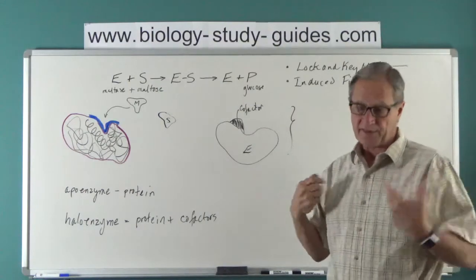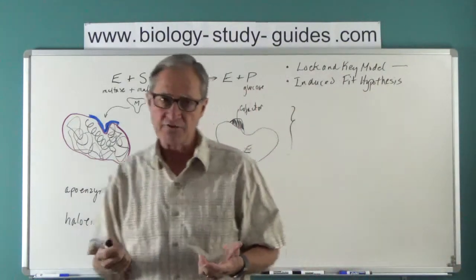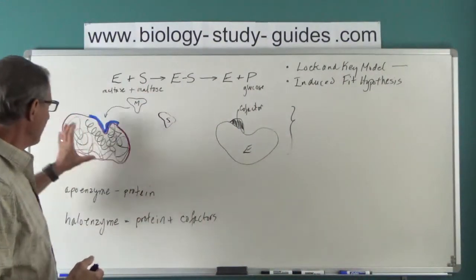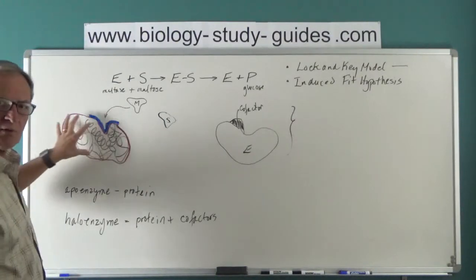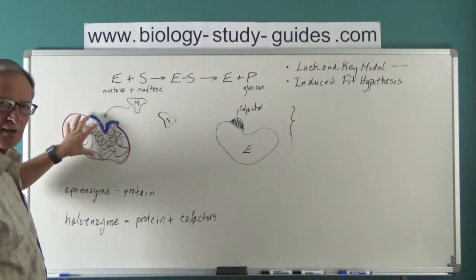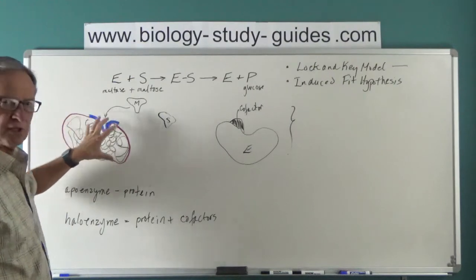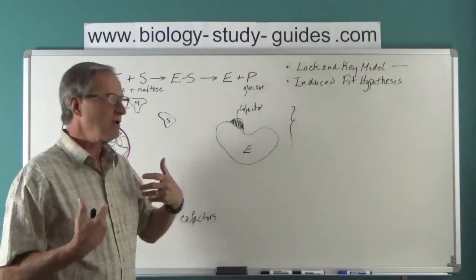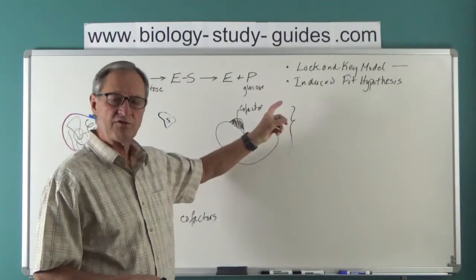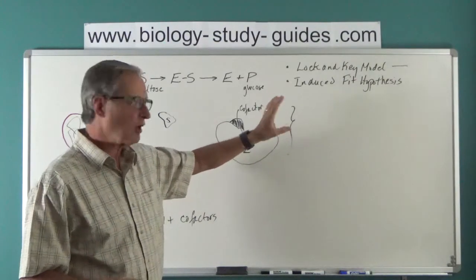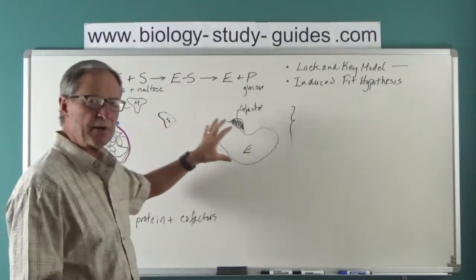So, I think that's it for this one. The next video is all about what kinds of things change the shape of this, and what's the effect of that on the enzymatic reactions. Remember, if you want to go back and have a look at the previous video, it'll help you with a basic understanding of what this is about.